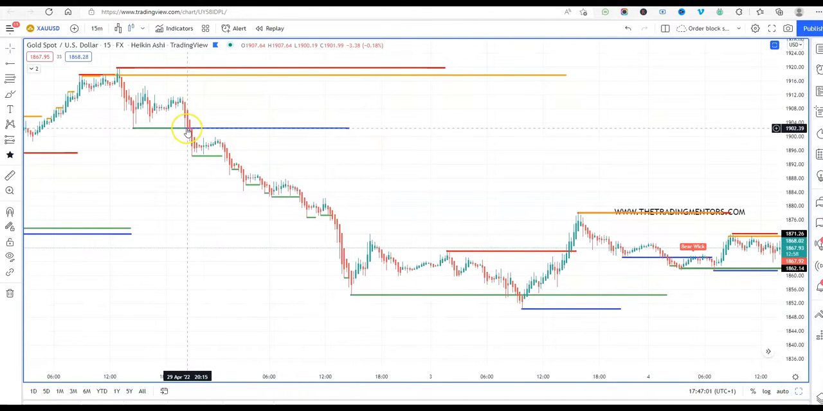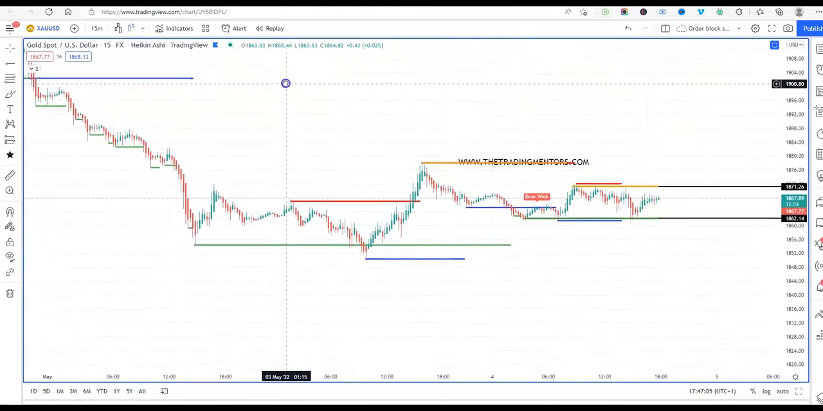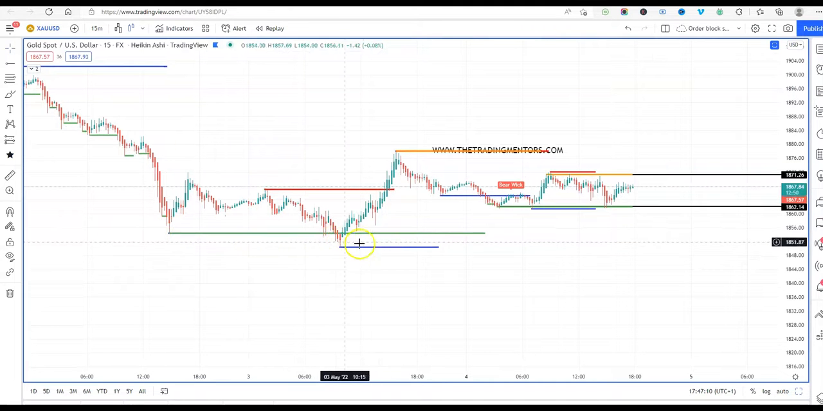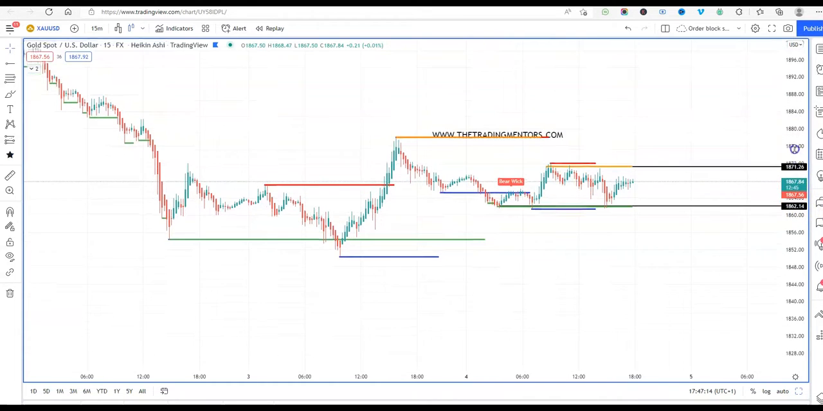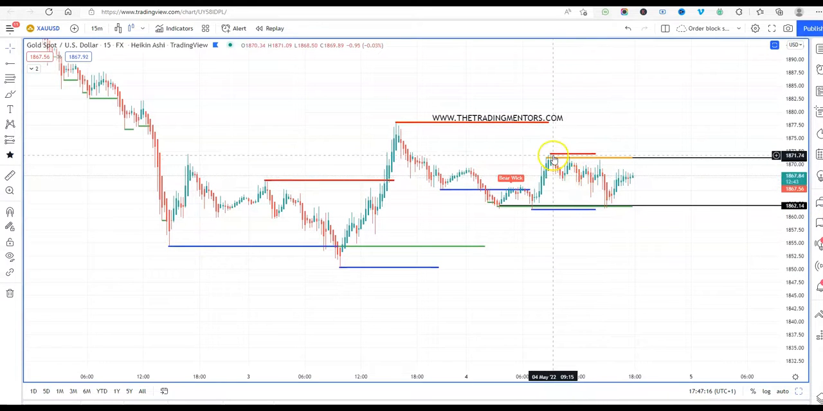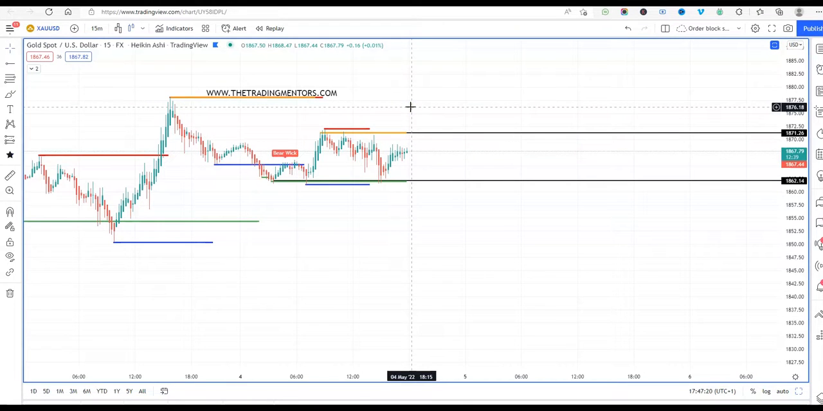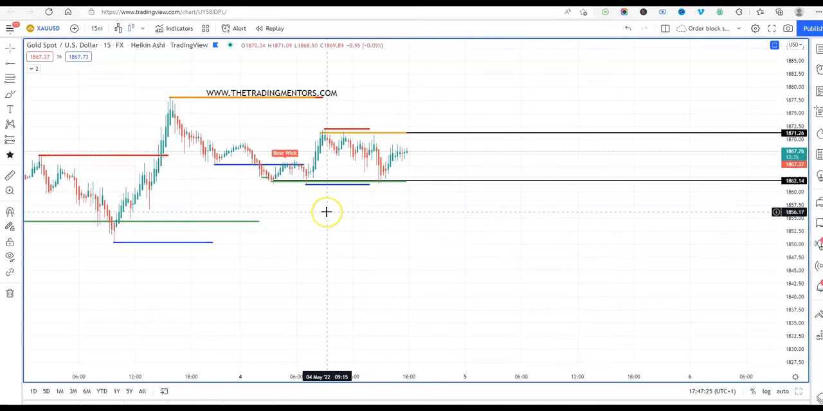Once it breaks down the support area, this then becomes resistance. The other thing we're looking for during these order blocks is double bottoms, double tops. And this is a 15-minute chart, so we're looking outside in, and then once we get into the trade, we'll actually go to the 5-minute chart to look at the execution.